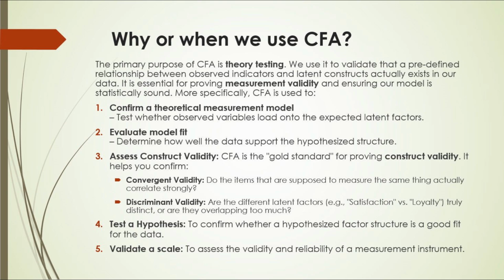It helps you confirm convergent validity. Do the items that are supposed to measure the same thing actually correlate strongly? Discriminant validity. Are the different latent factors, for example, satisfaction versus loyalty, truly distinct, or are they overlapping too much? 4. Test a hypothesis. To confirm whether a hypothesized factor structure is a good fit for the data. 5. Validate a scale. To assess the validity and reliability of a measurement instrument.